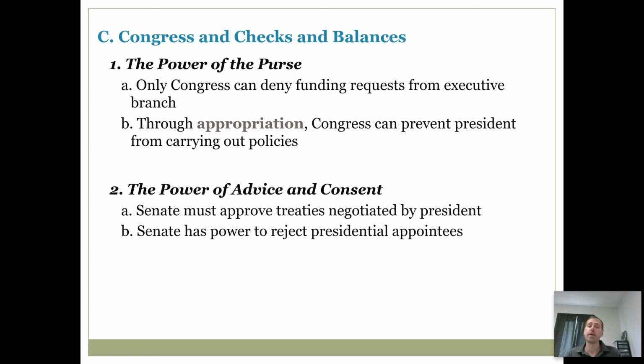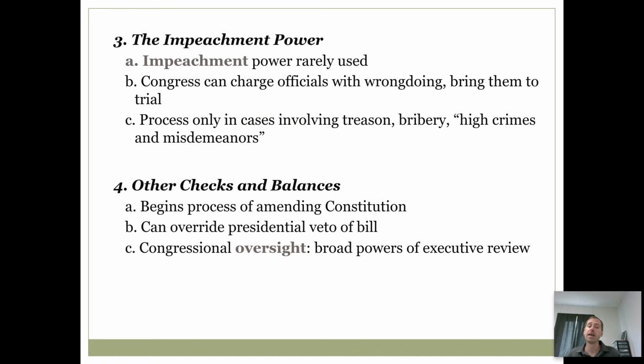And so if they don't want a particular person, or if they believe this particular person would not be good at their job, they vote no. They reject the president's nominee. So they have the power of the purse, the power of advice and consent. They have the power to impeach. If you remember last year, President Trump was impeached.